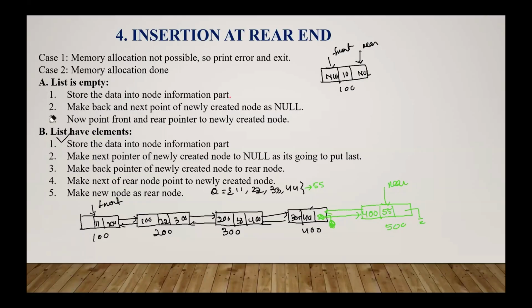Now see, insert into the rear end of the queue is done. So this is the way we can perform the insertion. Insertion from the front end as well as insertion at the back end can be done with the help of the double-ended queue.